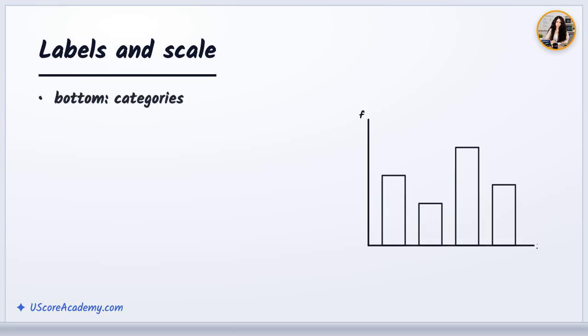Every bar graph has labels. The bottom tells you the categories, like favorite fruits. The side shows the numbers, often counting by 2s or 5s. Always check the scale so you read each bar correctly.